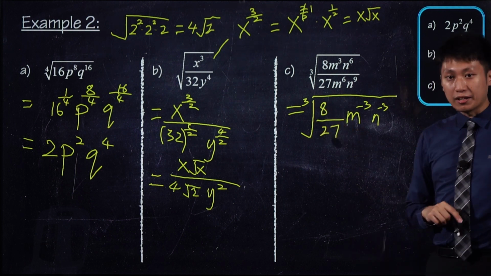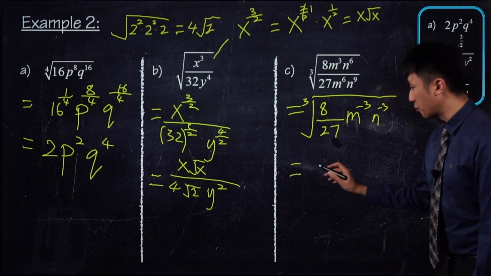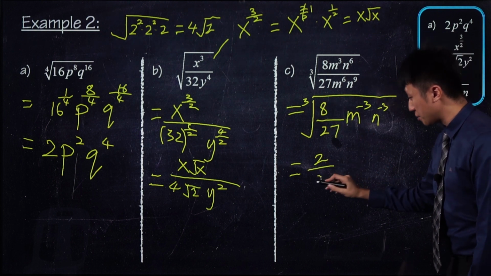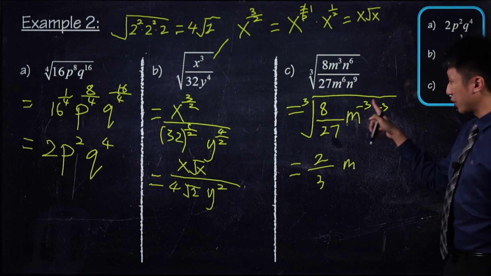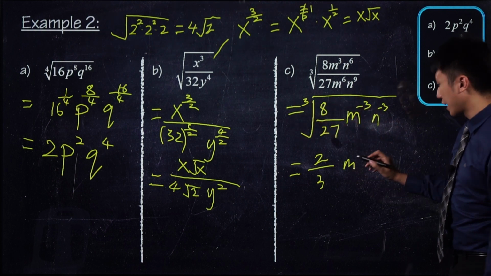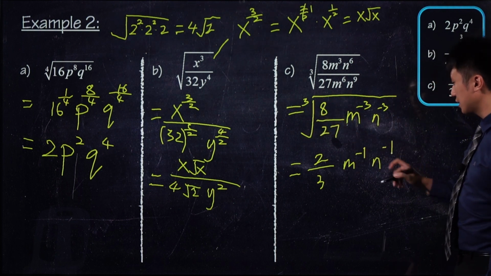Then 8 is what? 2 to the power 3. 27, 3 to the power 3. So I open the bracket. It's 2 to the power 3. Then cancel off. 3 to the power 3 cancel off. I have m. How about this one? Power root up down. Negative 3 divided by 3, I get negative 1. So this is my answer.